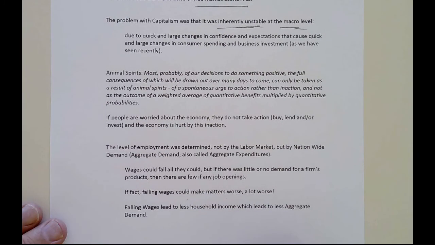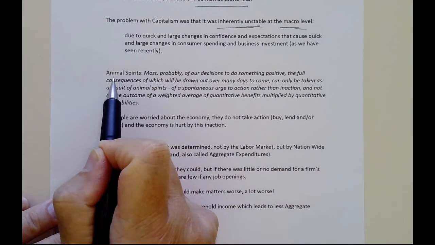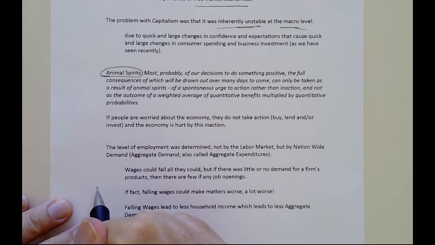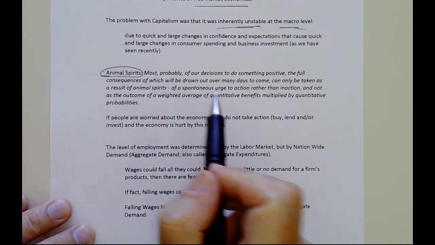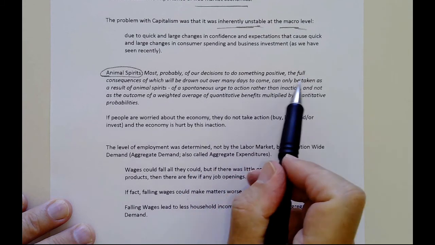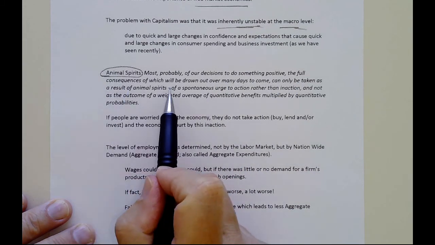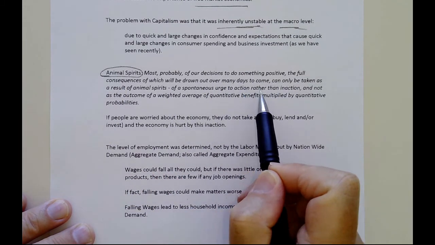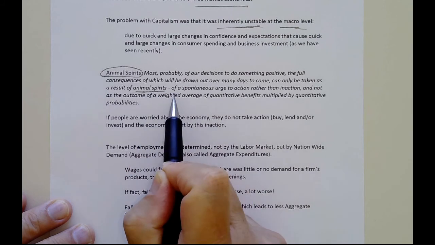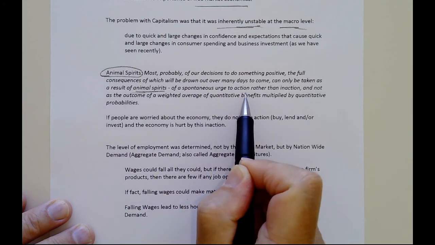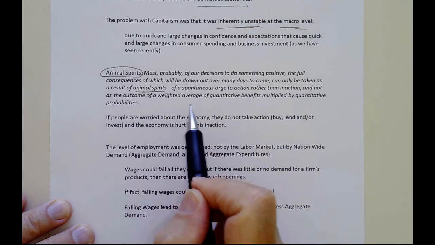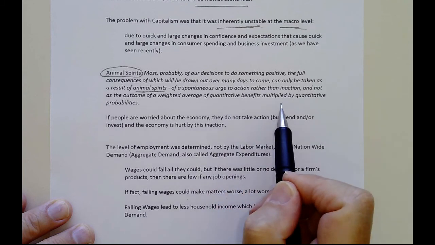So Keynes talked about a term called animal spirits, and he said this is what really drives the economy. And this is a quote from his book. Most probably of our decisions to do something positive, the full consequences of which will be drawn out over many days to come, can only be taken as a result of animal spirits, of a spontaneous urge to action rather than inaction, and not just as the outcome of a weighted average of quantitative benefits multiplied by quantitative probabilities.